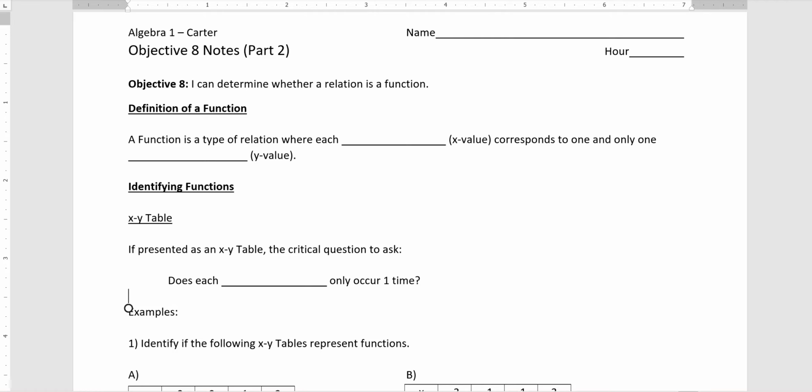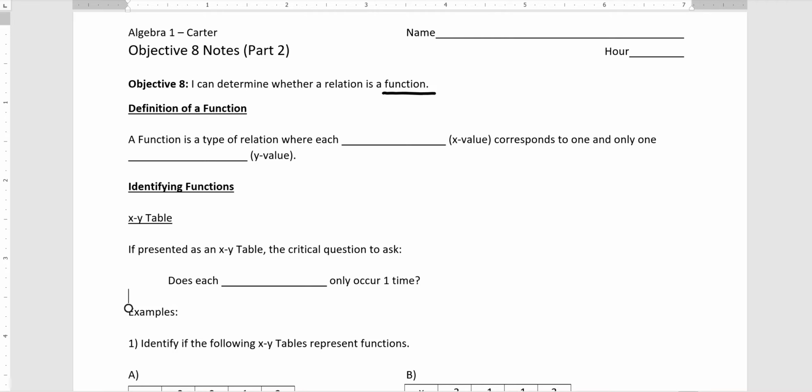Objective 8 says, I can determine whether a relation is a function. If you remember last time, we focused on identifying relations and the different types of relations. We talked about XY tables, mapping diagrams, coordinate planes, and coordinate pairs. We talked about all those different ways to identify and write relations. And now we're finally going to determine whether or not a relation is a function. That's the basis of this objective.